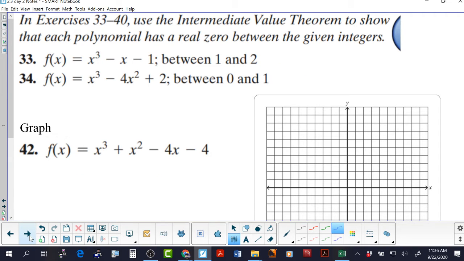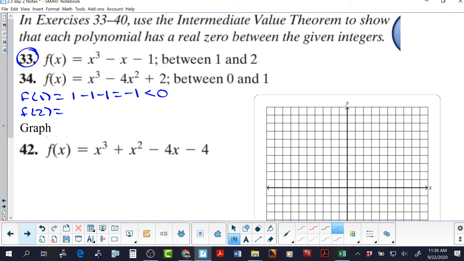Use the intermediate value theorem to show that each polynomial has a real zero between the given integers. For number 33, when we find f of 1, that's 1 to the 3rd is 1, minus 1 minus 1, that's negative 1, which is less than 0. So this point is below the x-axis.